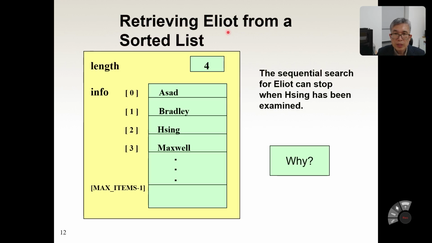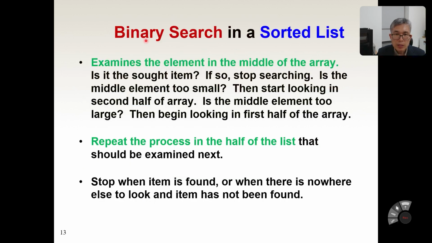So, retrieving Elliot from a sorted list, for example: Assad, Bradley, Hessing, Maxwell. The names are in alphabetically ascending order. The sequential search for Elliot can stop when Hessing has been examined. However, if we use binary search in a sorted list, time complexity can be reduced from big O of n to log2 n.